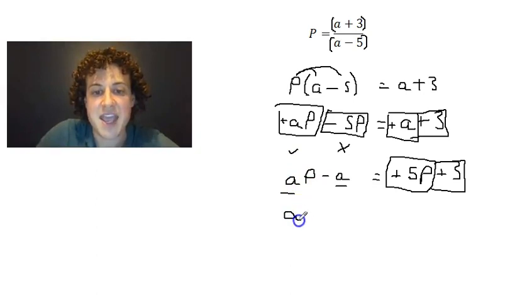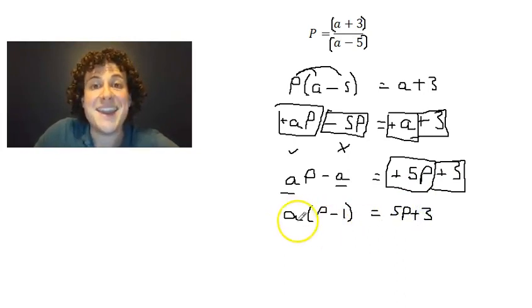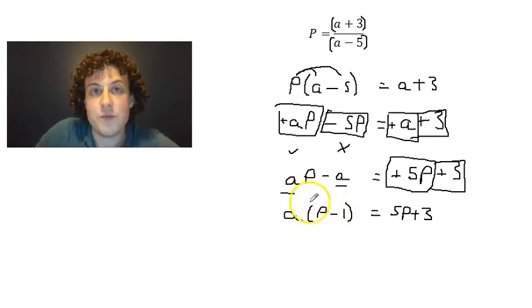So we're going to get a bracket p minus 1, and that equals our 5p plus 3. I'm going to drop the plus from the beginning. We don't need it. And now we can get rid of this bracket. We've got the thing we want on its own. We've made 2 boxes. We've sort of condensed them into 1 box.